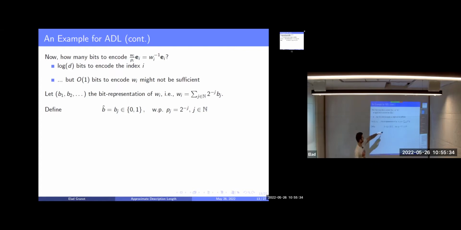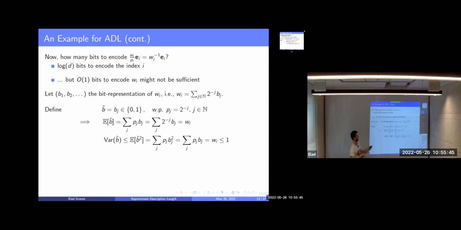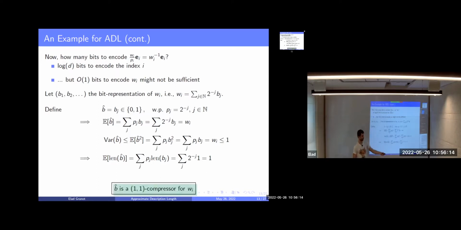Okay? And let's define the random variable B hat to be the j-th bit with probability 2 to the power of minus j. Nicely, the expected value of B hat is just Wi, so it is indeed unbiased. And it is bounded by Wi itself, which is bounded by 1. So we get one estimator. And how many bits did we use for each event? Only one bit, because we encoded only the j-th bit for each event. So all in all, we get one compressor for Wi. We don't need just a constant number of bits, we can even do it with one bit.